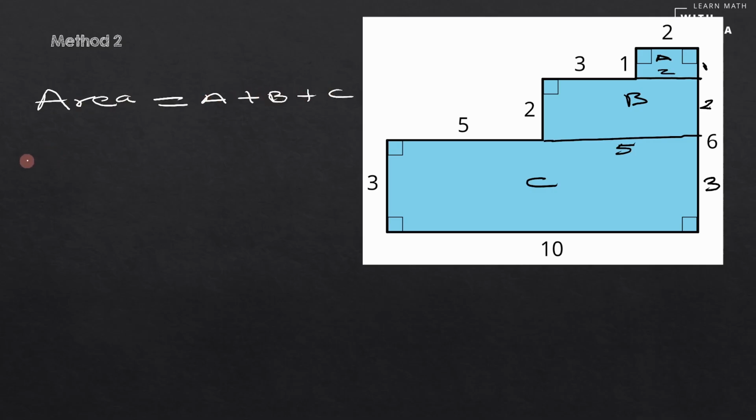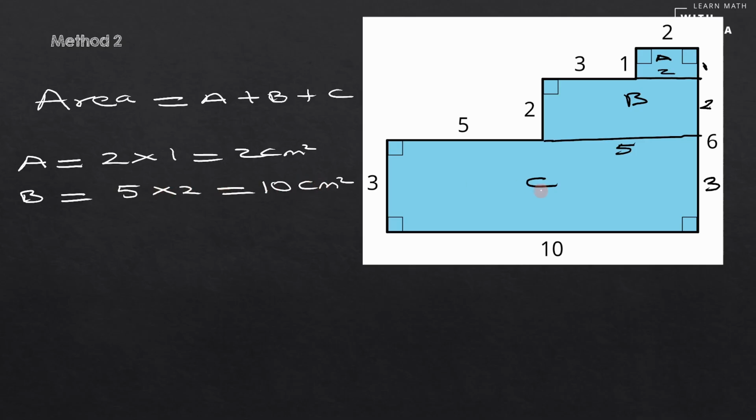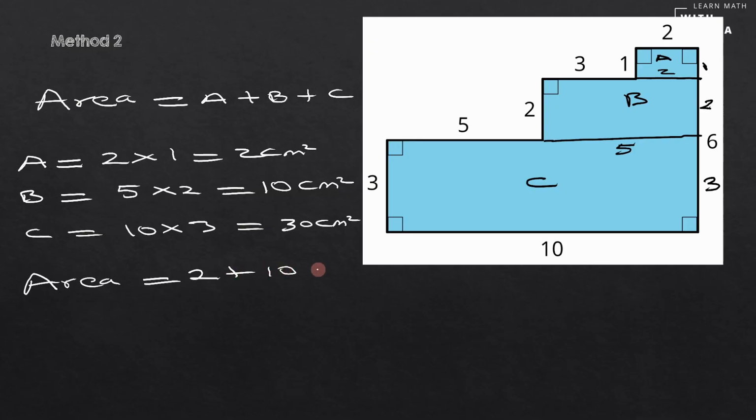So let's find the area of A. Area of A is equal to, this is a 2 by 1 shape. So this is 2 times 1, which is 2 centimeters squared. The area of B is 5 by 2, which is 5 times 2, which is 10 centimeters squared. The area of C is 10 by 3, which is 10 times 3, which is 30 cm squared. So the general area of this whole shape will be 2 cm squared plus 10 cm squared plus 30 cm squared, which will give us 2 plus 10 is 12. 12 plus 30 is 42 centimeters squared.